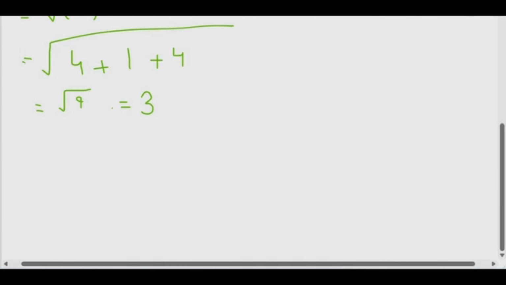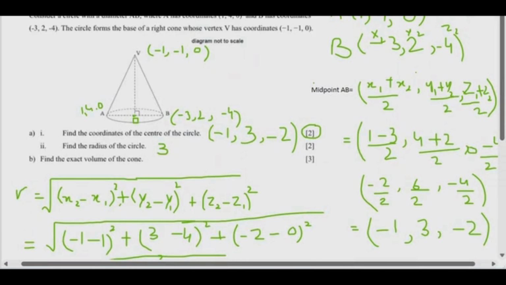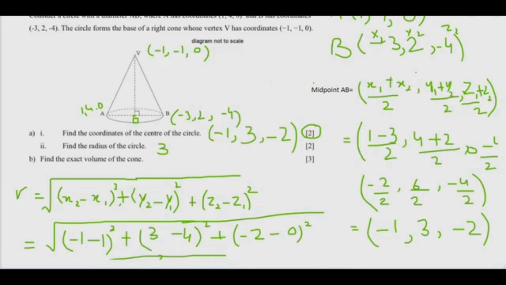Next question is, we need to find out the exact volume of the cone. Let's continue with that. In this question, now we have to work with the V coordinate, minus 1, minus 1, 0. They gave us the vertex coordinates in the question. So the only thing that we are missing is the height of the cone. So we would use the height formula. Again, it's the distance from the center to the outer side, if you remember. We have the coordinates for the center already. Now all we gotta do is put it down in the formula.